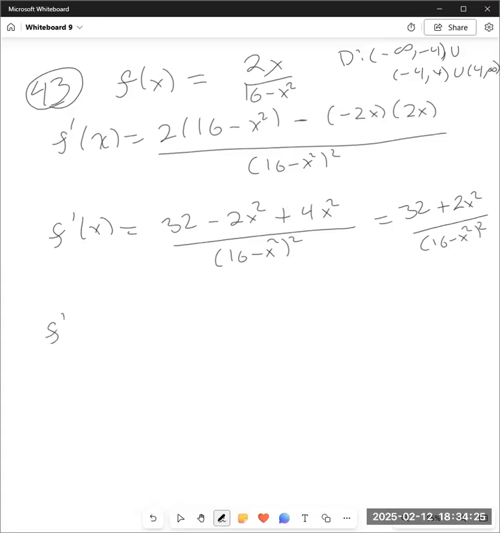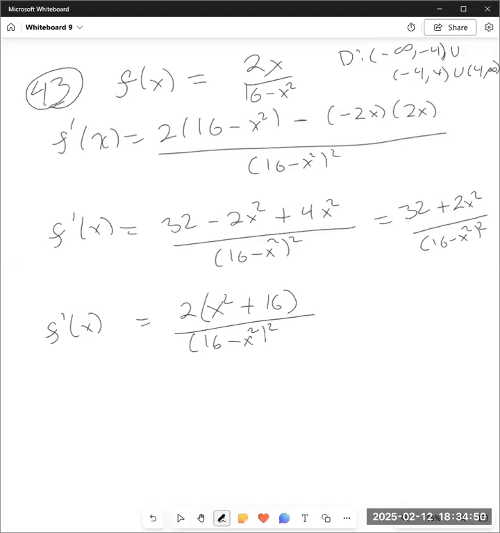So my numerator has a common factor of 2 and is x squared plus 16. Well, there are no zeros of that because that's a sum of squares. And then we have 16 minus x squared, squared. So while we have zeros of the denominator, those are not in the domain.